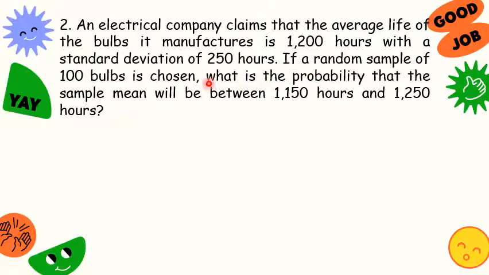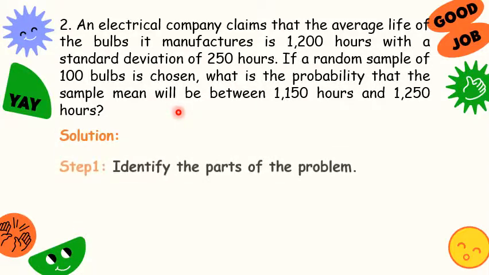If a random sample of 100 bulbs is chosen, ayan, merong sample size na 100 bulbs. So, alam nyo na kung anong formula yung gagamitin. What is the probability that the sample mean will be between 1,150 hours and 1,250 hours? So, eto na yun, no? Gusto nating i-prove kung yung ating sample mean ba ay nasa pagitan ng 1,150 and 1,250. And may given tayong sample size na 100 bulbs.